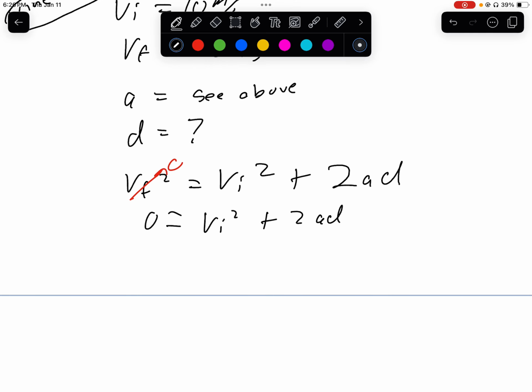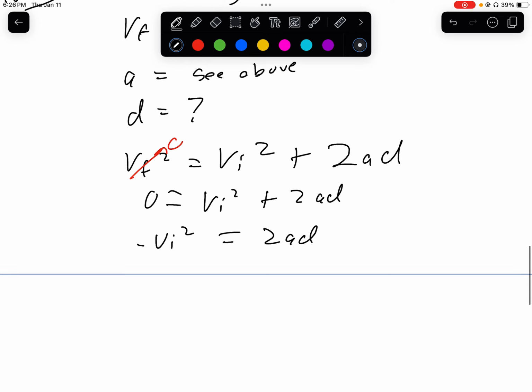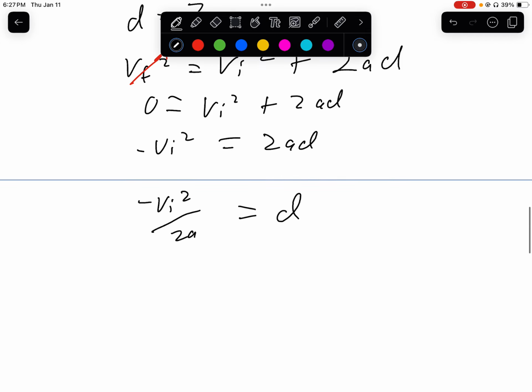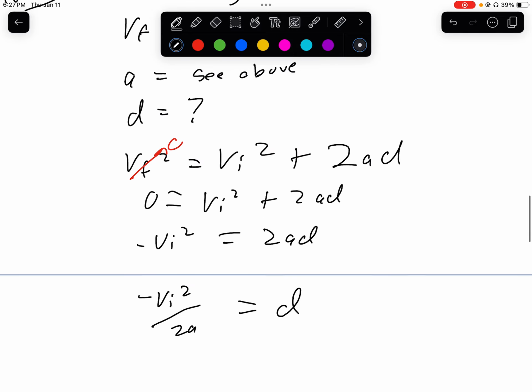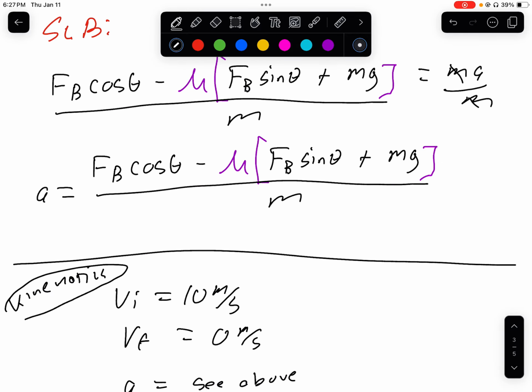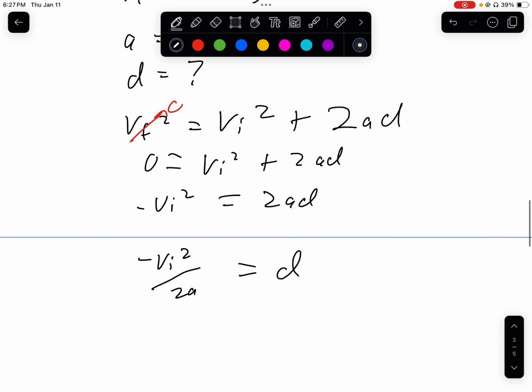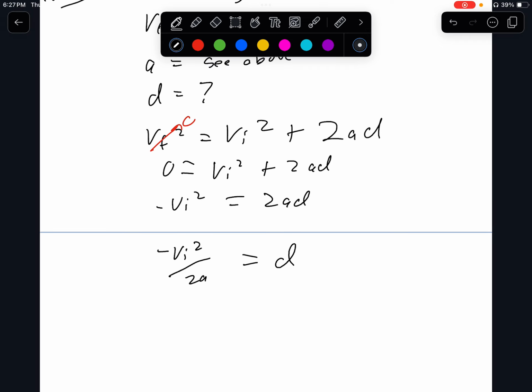The initial velocity is given, and we did all that Newton work to solve for the acceleration. So all that's left is that displacement. I'll do a little bit of algebra, and that's going to get me the displacement. Again, I'd have to go in and sub in my numbers to get the acceleration, and then sub in some more numbers to get my displacement, but I can do that too. Once I get that displacement, then I can solve for the work.